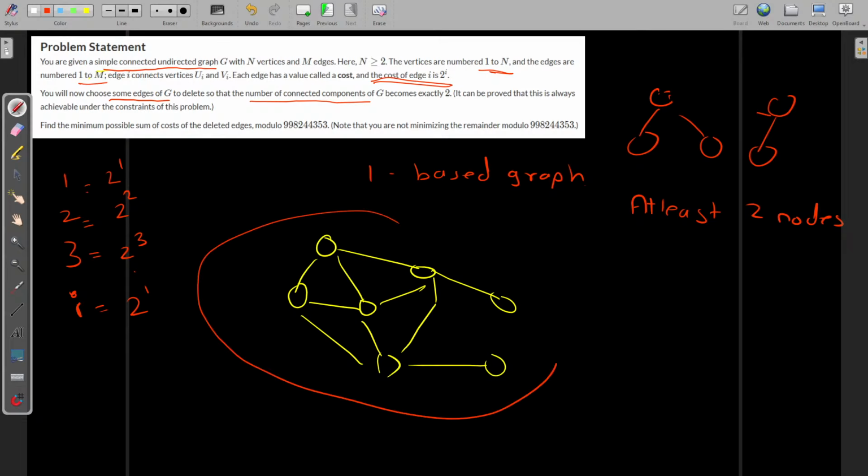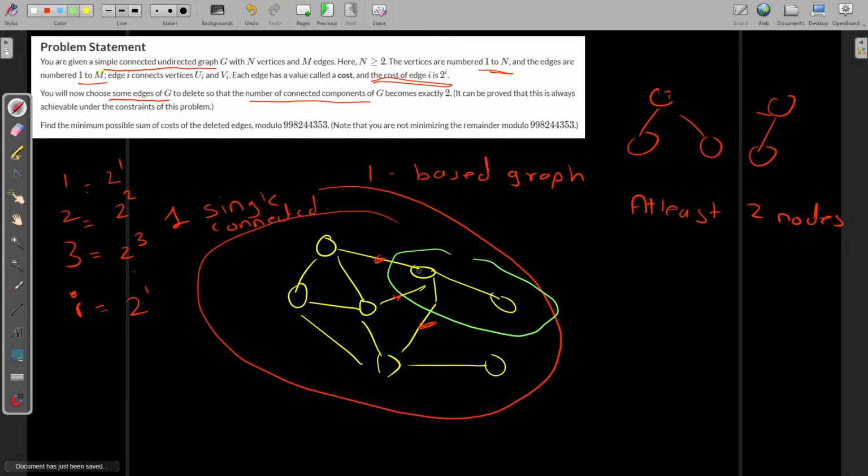This whole thing is connected. So this is one single connected component. But they want us to delete some edges and make the graph such that there are two connected components. So in this case, what we can do is delete this edge, and this edge. This way we will have two components. The first component would be something like this, and the second would be the remaining part from here to here. So we have to divide the original single connected component into two components.